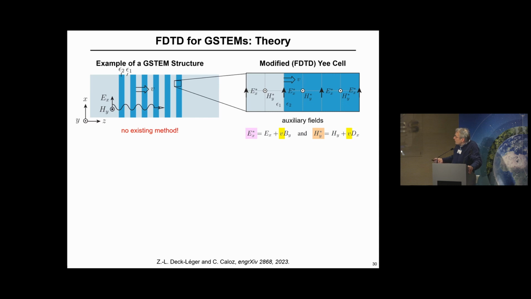So what we do here, you see the Yee cell, we transform it. Instead of updating the usual electric and magnetic fields, we update the star fields, and these fields are auxiliary, they are not physical, and they automatically satisfy the relativity equation.